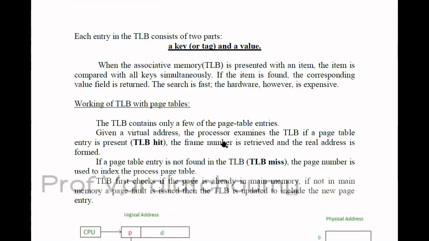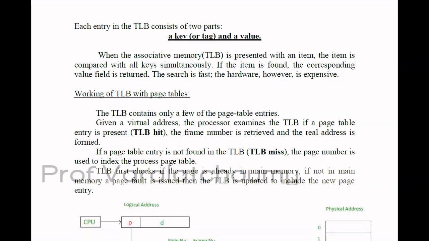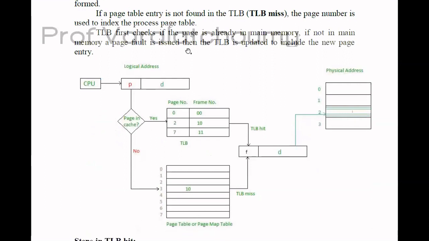So basically, if you see, the translation look aside buffer consists of two parts now. A key, also called a tag, and a value. So it is like a key value pair. This key refers to the page number which was accessed recently and its corresponding value. A diagrammatical representation will be easier to understand.